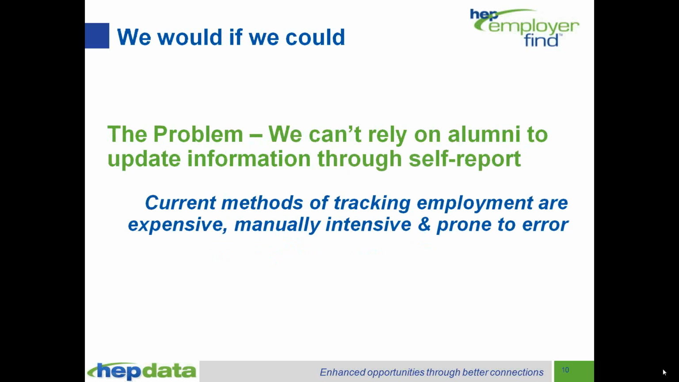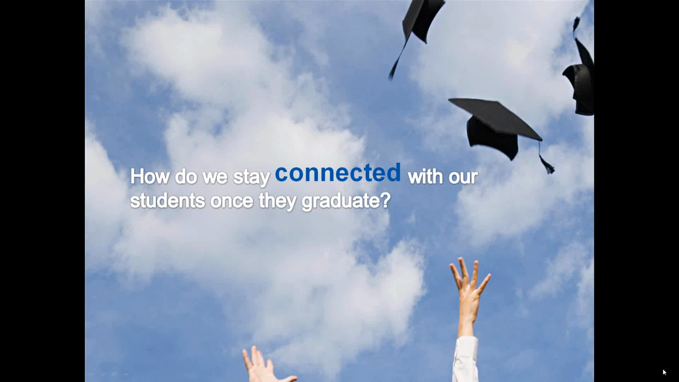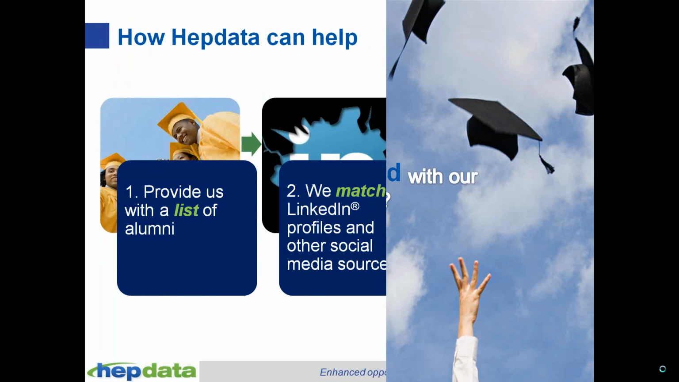So would we do a better job if we could? Of course. The problem is we can't rely on alumni to update information through self-report. And current methods of trying to track employment are incredibly expensive, they're manually intensive and prone to error. So we're trying to find better ways to actually provide this service. The key thing we're all faced with is how do we stay connected with our students once they graduate?